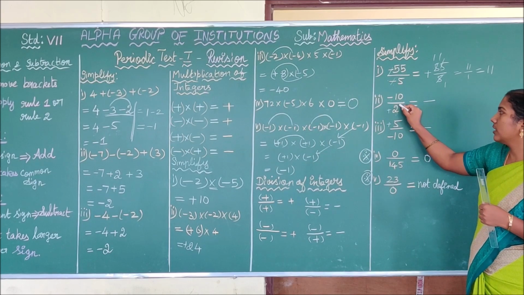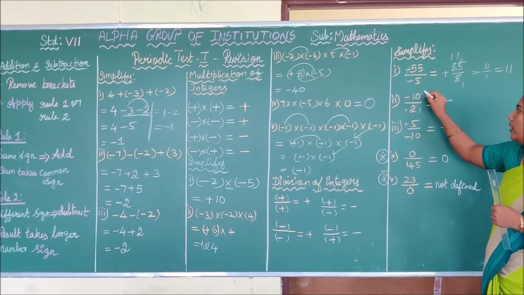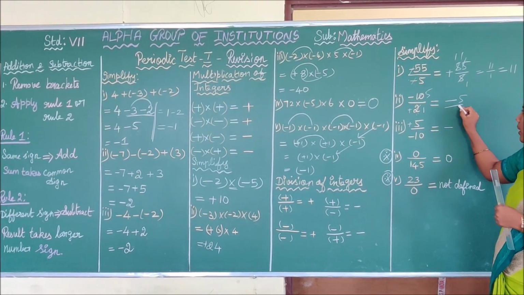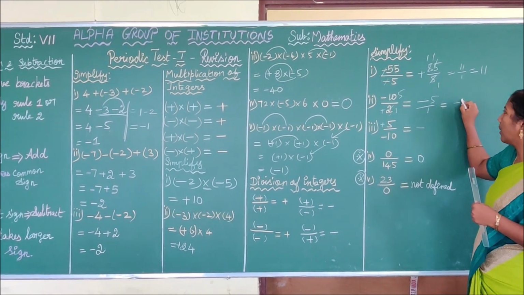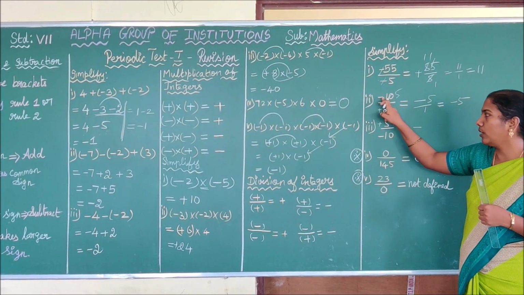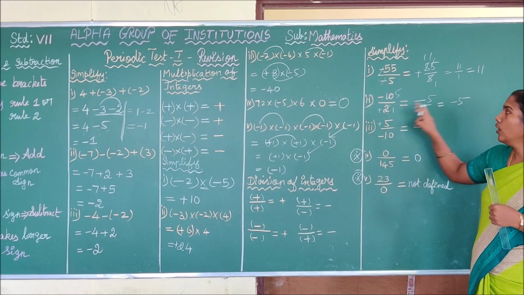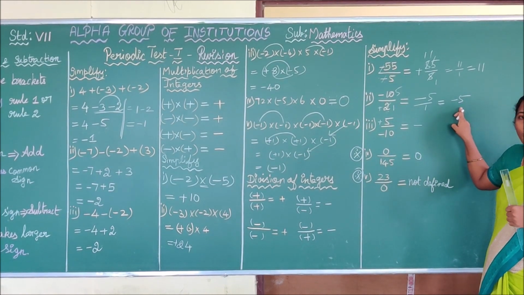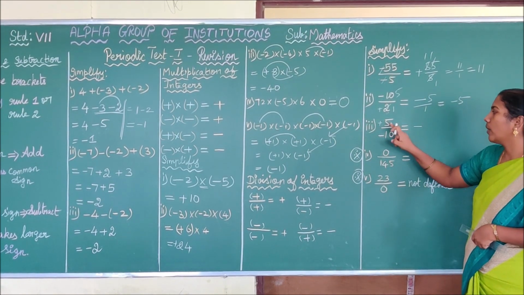Next we are going to cancel this, 1, 2 is 2, 5 is 10, thus minus 5 by 1. So we can write it as minus 5. Thus if you divide a negative integer by a positive integer, you get the answer as a negative integer. See the next one, 5 by 10.